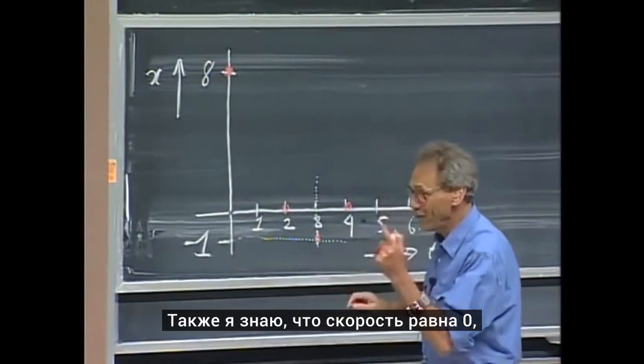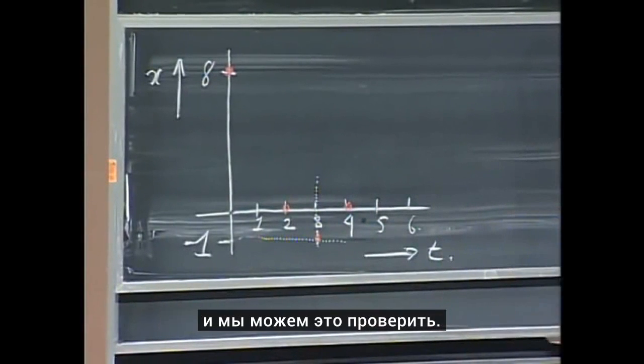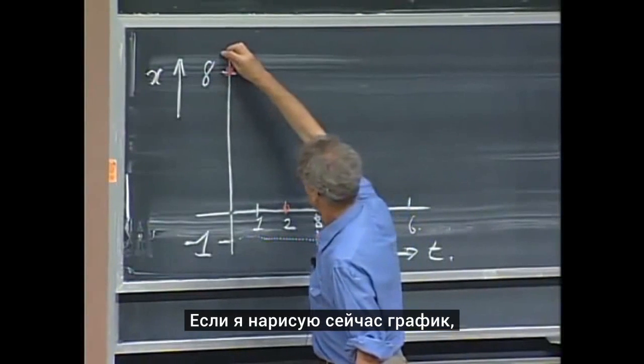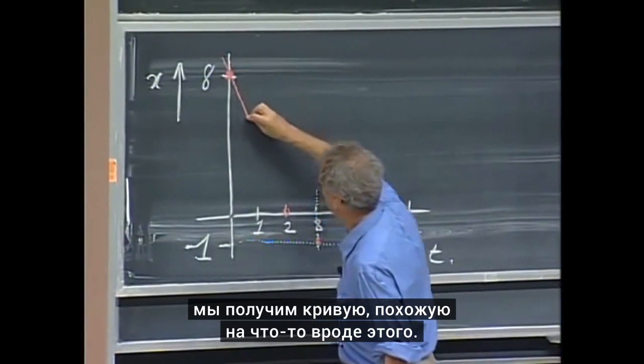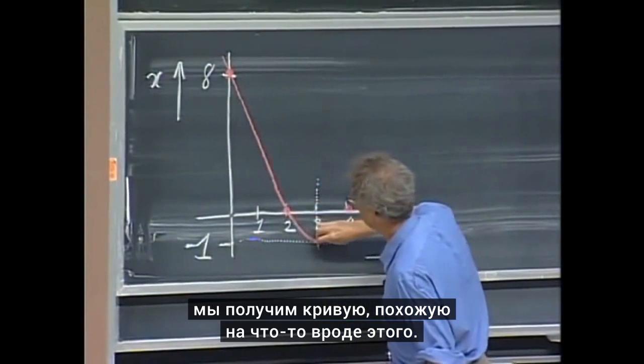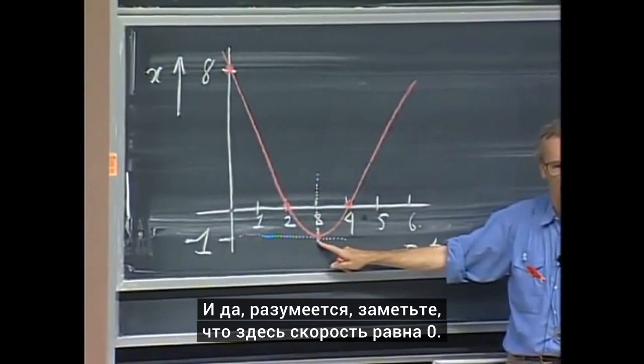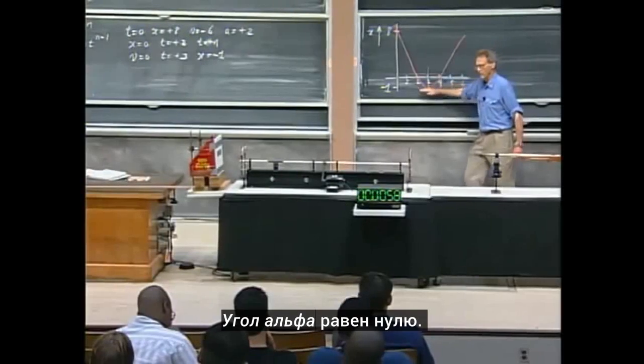And I know that at time t equals 3, it is at position -1. I also know that the velocity is 0, so we can check that. If I make this plot now, we would get a curve that's sort of like this. And indeed, notice the velocity here is 0. The angle alpha equals 0.